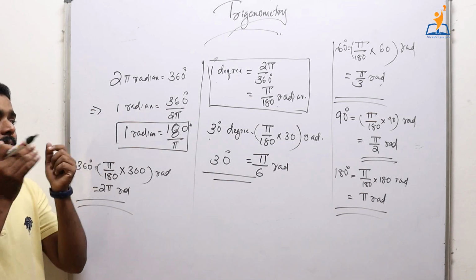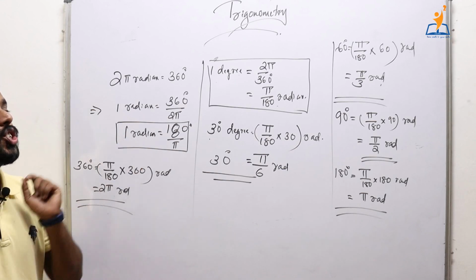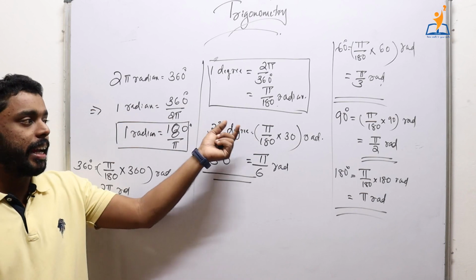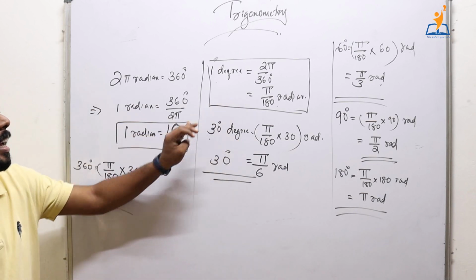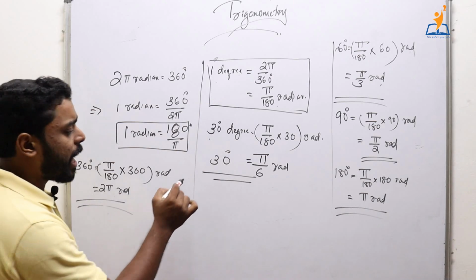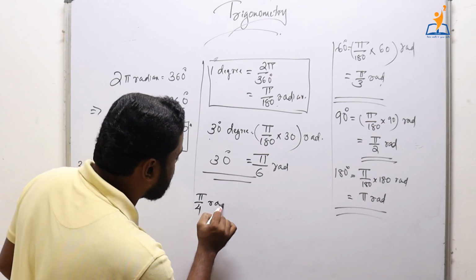Always remember that in a similar manner we can find the degree measure corresponding to a radian measure, or the radian measure corresponding to a degree measure, by using these two relationships. Similarly, can you find what is pi by 4 radians in degrees?